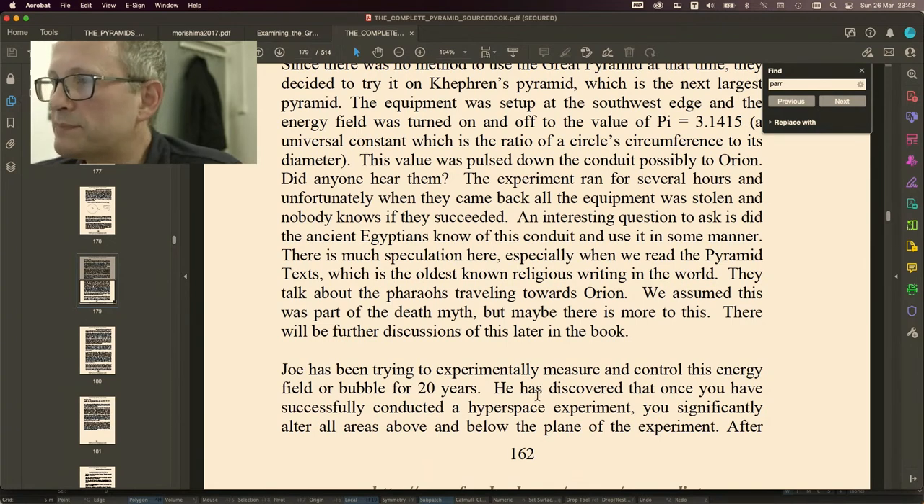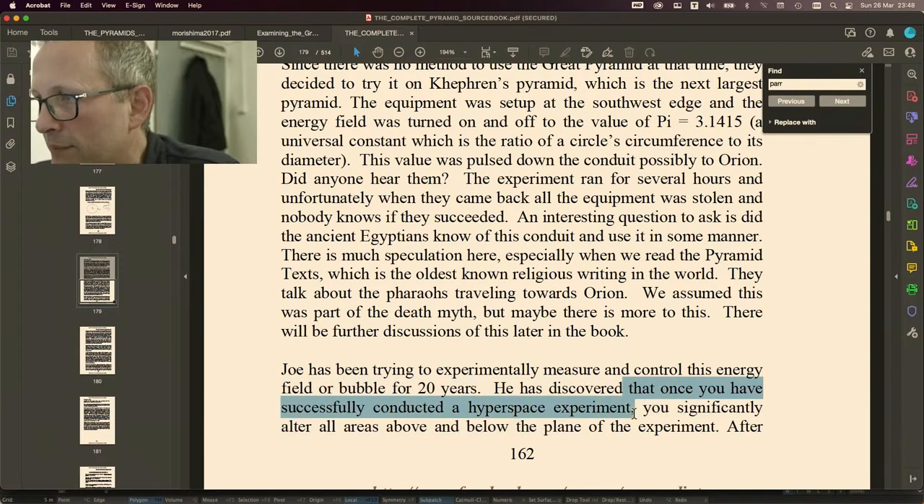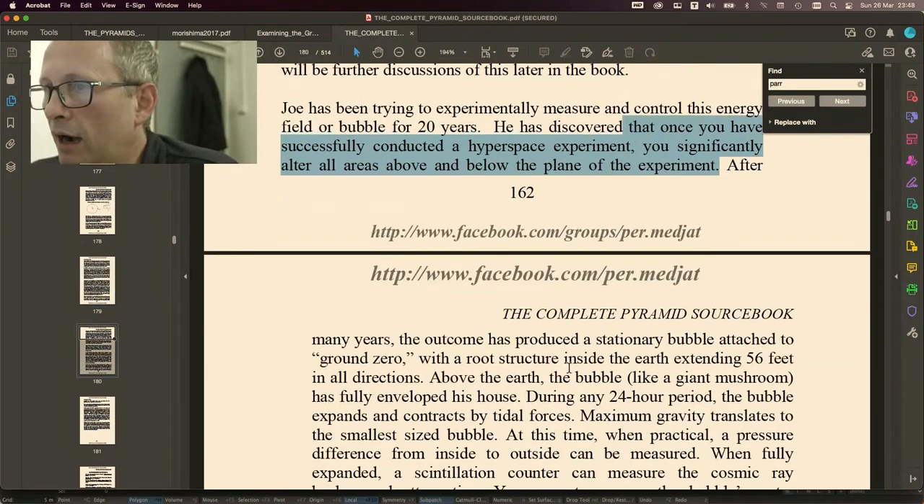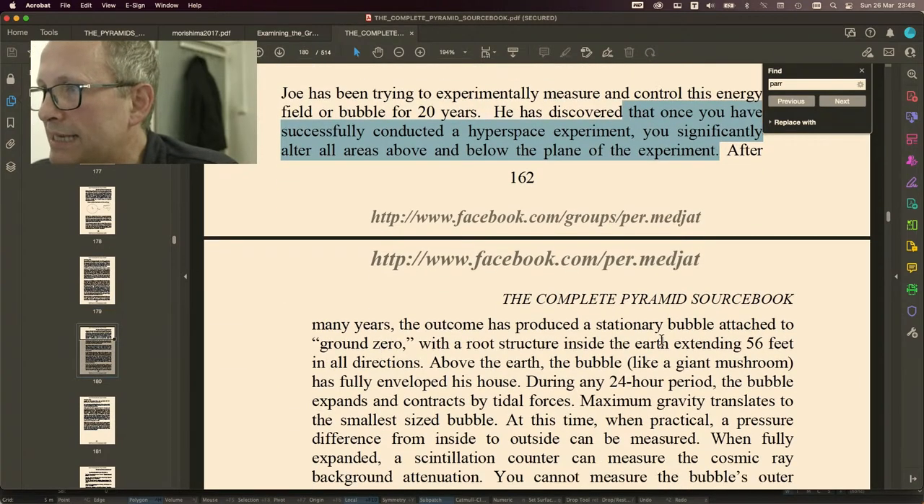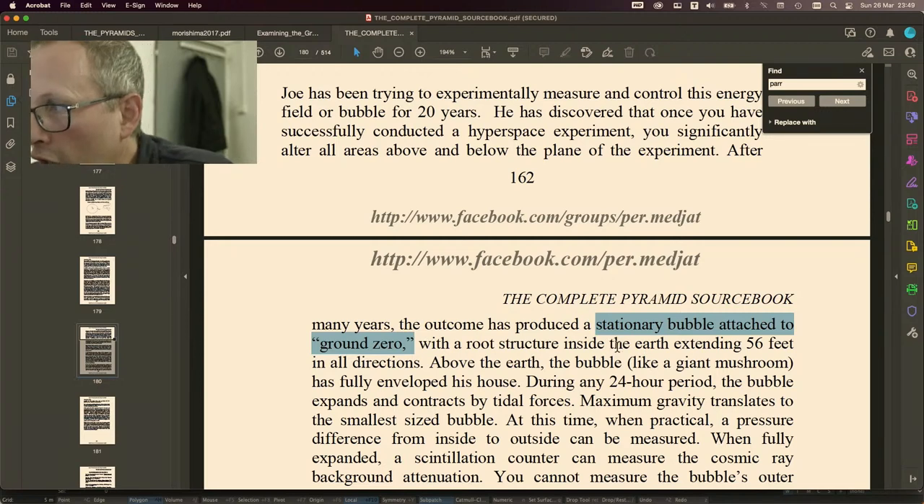Joe has been trying to experimentally measure and control this energy field or bubble for 20 years. He has discovered that once you have successfully conducted a hyperspace experiment, you significantly alter all areas above and below the plane of the experiment. After many years, the outcome has produced a stationary bubble attached to ground zero, with a root structure inside the Earth extending 56 feet in all directions.